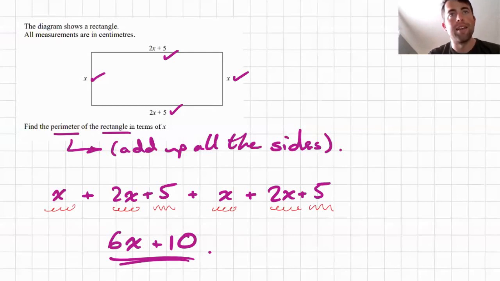That's what this bit here means. In terms of x means it's fine if there's an x in our answer. Again, be brave with it. Don't worry, there's a bit of algebra in our answer. Great, well done.